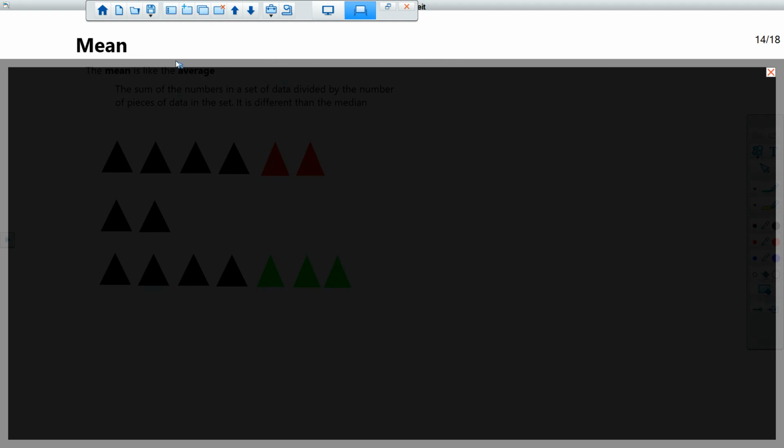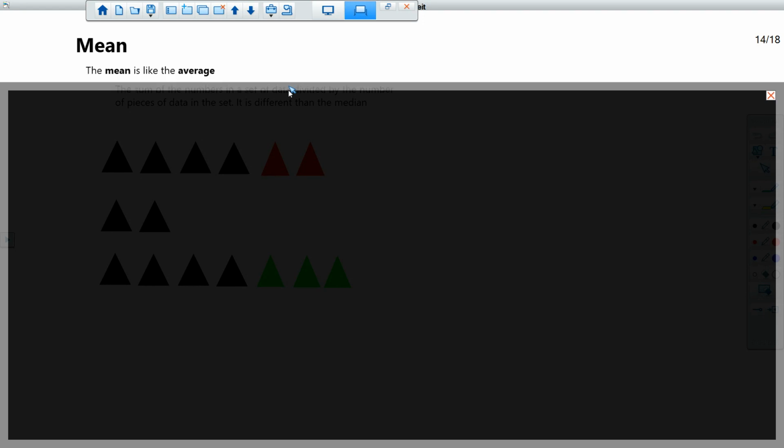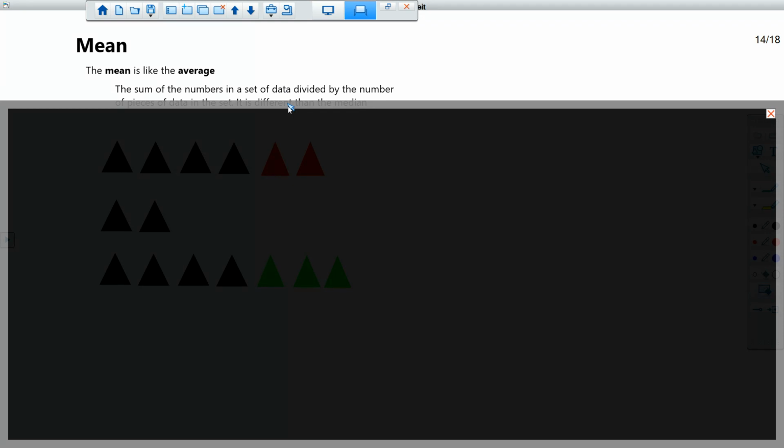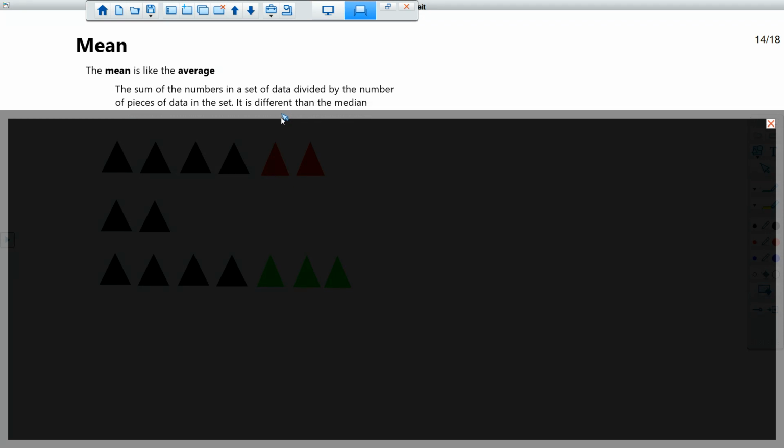Obviously, mean could also be like mean Mr. C. Mr. C is mean for making you do this. You'll understand here in a second. The mean is like the average, okay? So they're really synonymous, the same word, okay? The sum of the numbers in a set of data divided by the number of pieces of data in the set.